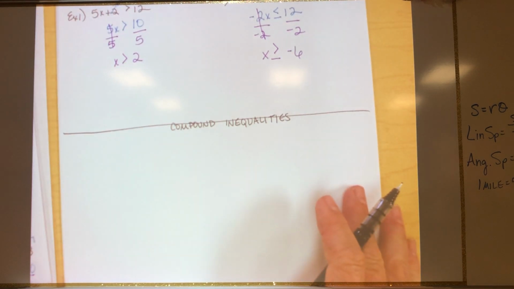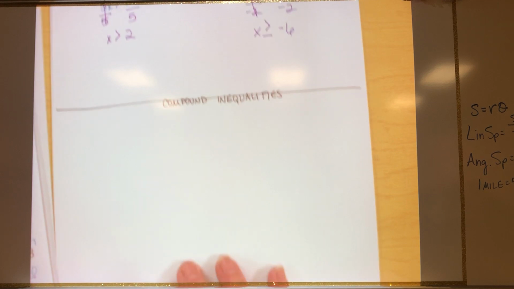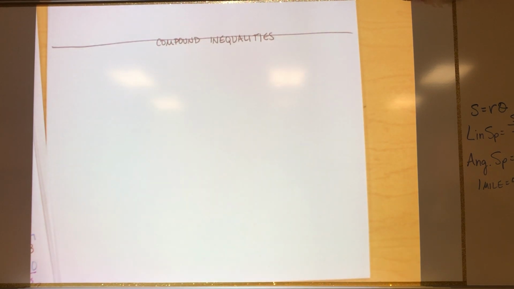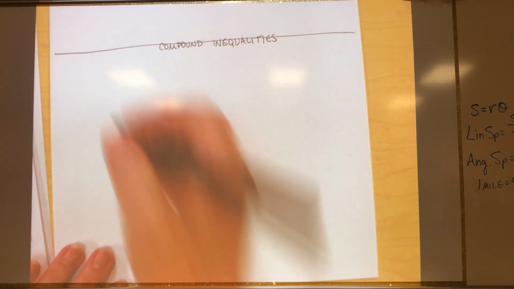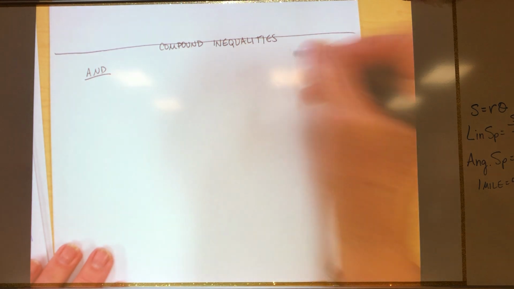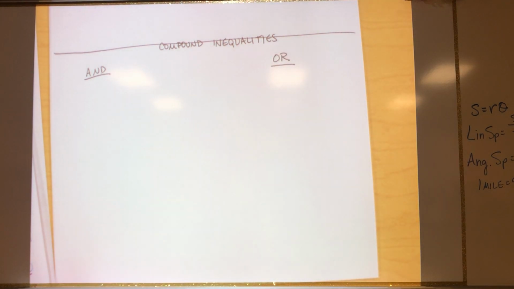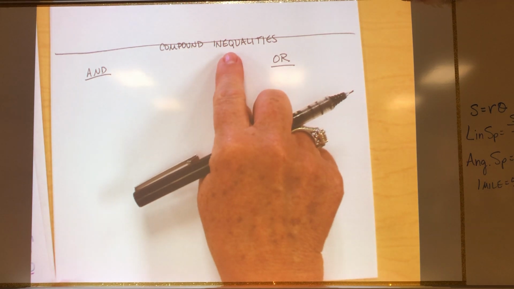Compound inequalities, okay? Now, when I first start telling you stuff about compound inequalities, you're going to be wondering what is she talking about? But when we get into it, you'll understand more. A compound inequality is either going to be an and statement or an or statement. It's one or the other, and it depends on what the inequality is.